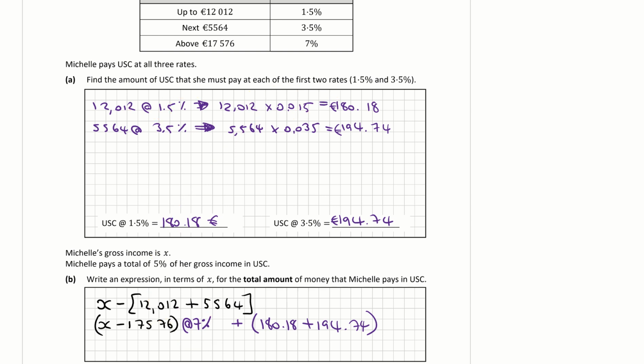So here I'm going to go whatever amount of money that is, X minus the 17,576, multiply that by 0.07, and then I need to add on my other two rates, which is €374.92. And I would say that's enough. Write an expression in X. So there's our expression. So a little bit of work in getting to that. The next part now, find the value of X.